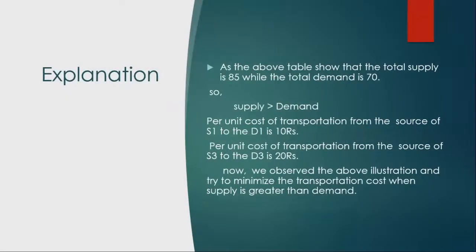So supply is greater than demand. Per unit cost of transportation from the source of supply 1 to demand 1 is 10 rupees. Per unit cost of transportation from the source of supply 3 to demand 3 is 20 rupees. Now we observe the above illustration and try to minimize the transportation cost when supply is greater than demand.